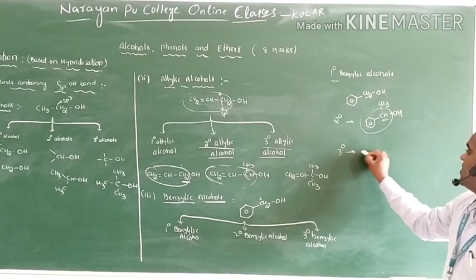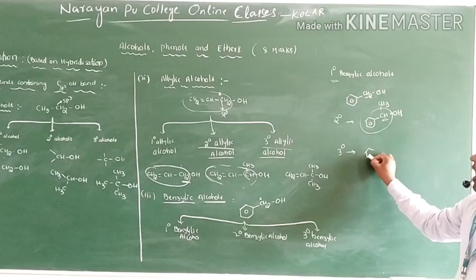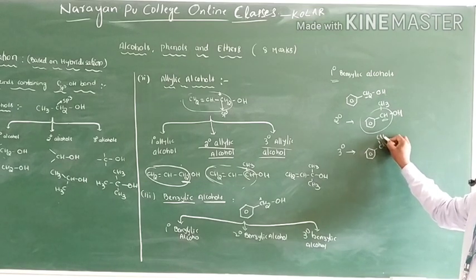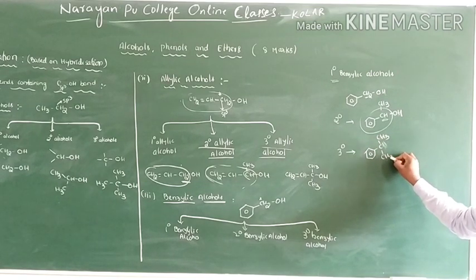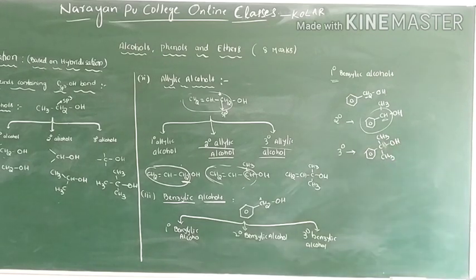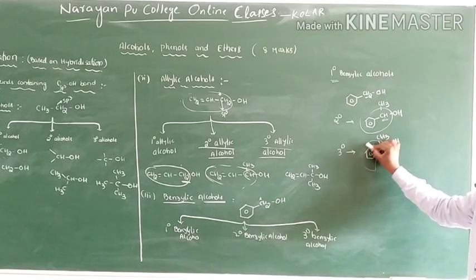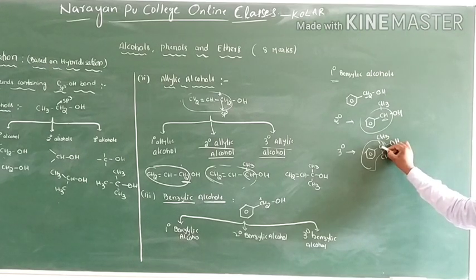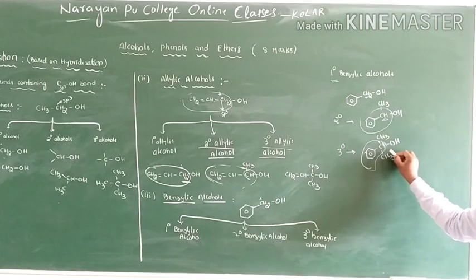What about the tertiary? Tertiary benzylic alcohol. What are the examples of this one? C and here CH3. If you write CH3 and OH, this is benzylic, and this is a tertiary. OH is attached to the carbon not having the hydrogen, so it is a tertiary benzylic.